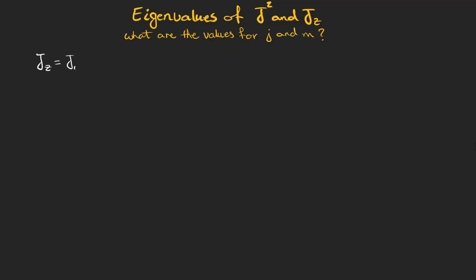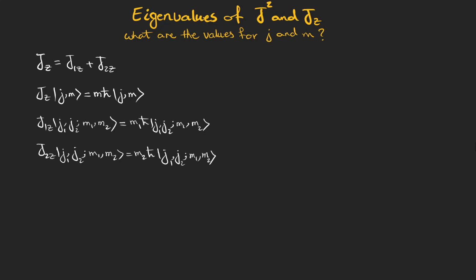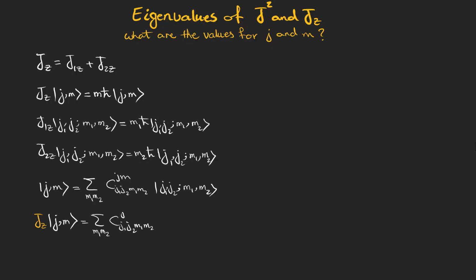We know that the z component of J is equal to the sum of the z components of the two angular momenta we are adding. We also know that Jz acts on the coupled states and J1z and J2z act on the uncoupled states. The coupled states can be expanded in terms of the uncoupled states using Clebsch-Gordan coefficients, which we show by the symbol C. So we can write this equation, and on the left we use Jz, and on the right we use the ones associated with the uncoupled states.